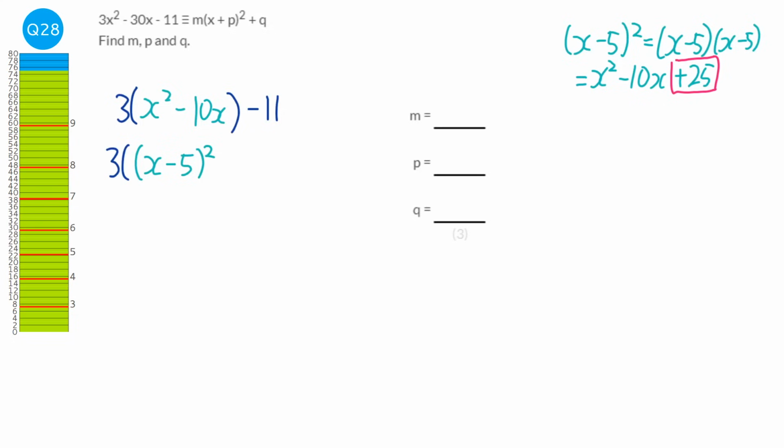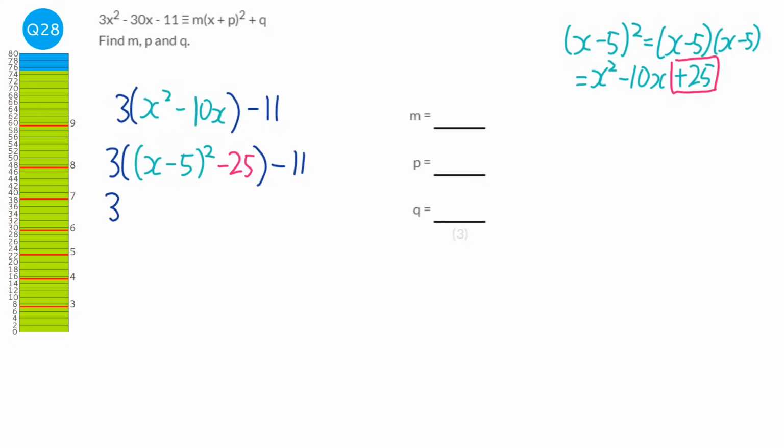And we deal with that by removing the 25, which we do here. Close brackets, minus 11. So the blue parts haven't changed. The turquoise parts are the completing the square bit, but the minus 25 just removes that 25 that the x minus 5 squared brackets create. Okay, so we need to get that minus 25 outside the brackets.